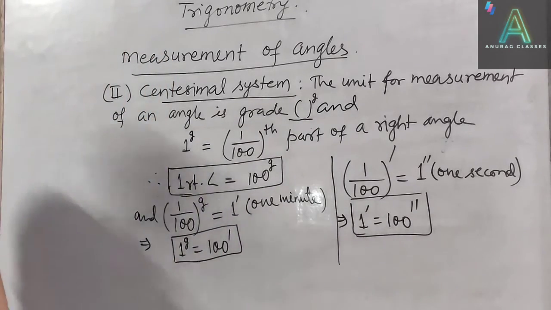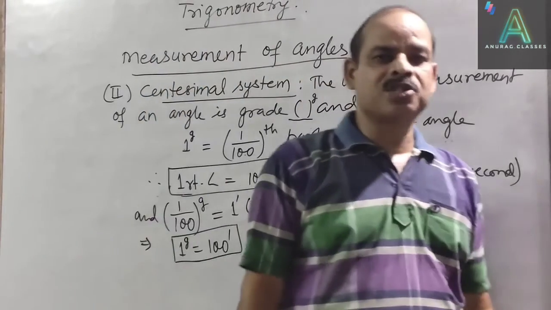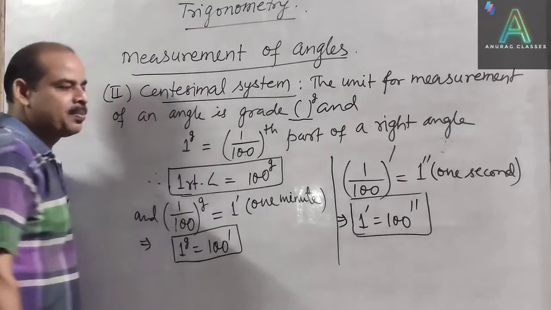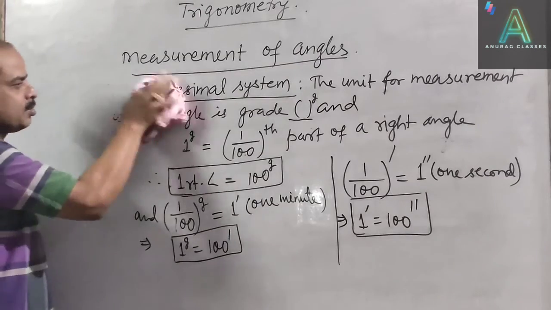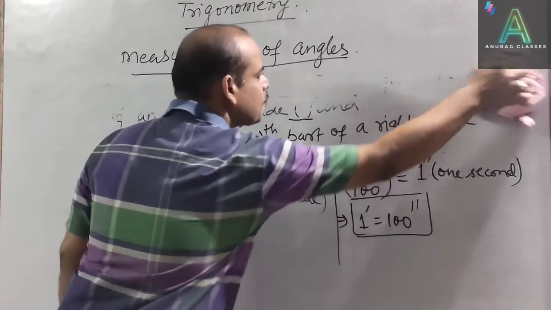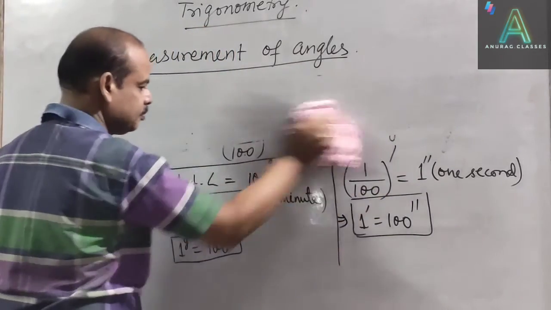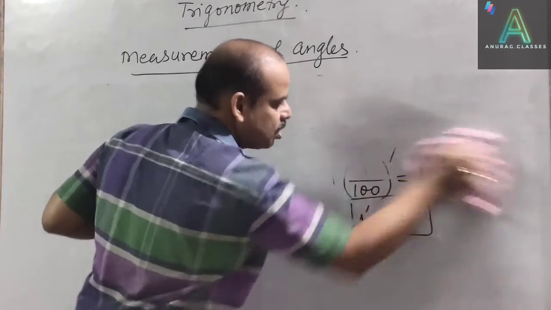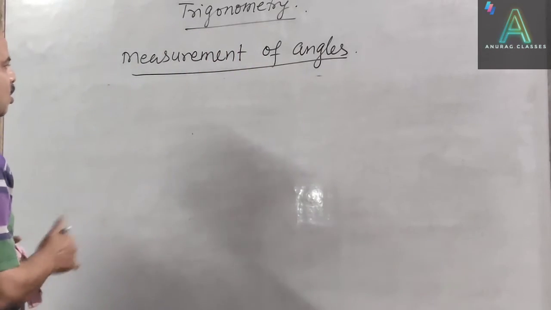Okay students, now comes the third system, that is the most important system, and it is the international system of units, that is SI. What is the unit for the measurement of an angle in SI? So come to the third system. Third system is known as circular system or SI or radian measure.